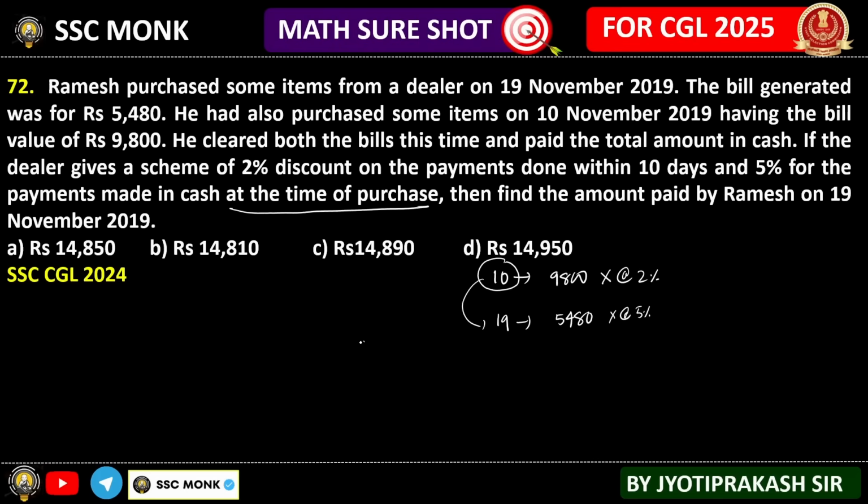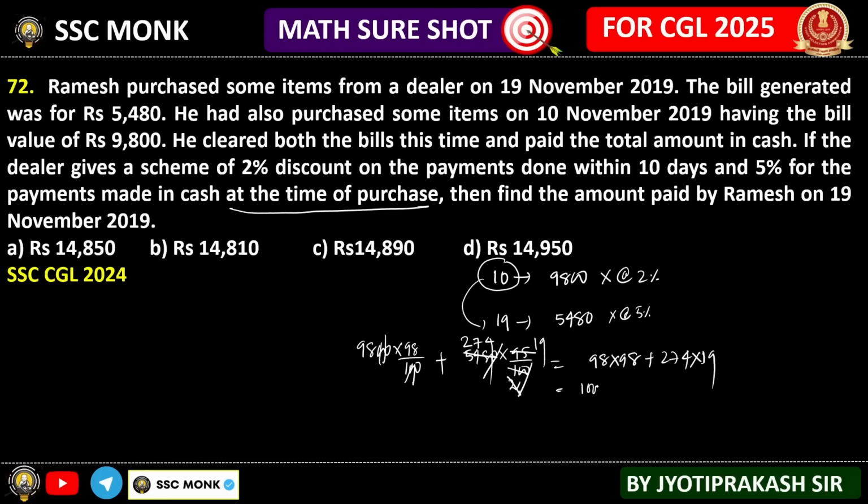Now, here I can write 9800 into 98 by 100, 00 gone, plus 5480 into 95 by 100. Clear? Simple? Yes or no? Yes. Either I can keep the 100 as it is, or I can solve. 10 gone, 5 2s are 10, 5 19s are 95, 2 2s are 4, 2 7s are 14, 2 4s are 8. So this can be written as 98 into 98 plus 274 into 19. That's all. 98 square can also be written as 100 minus 2 square.